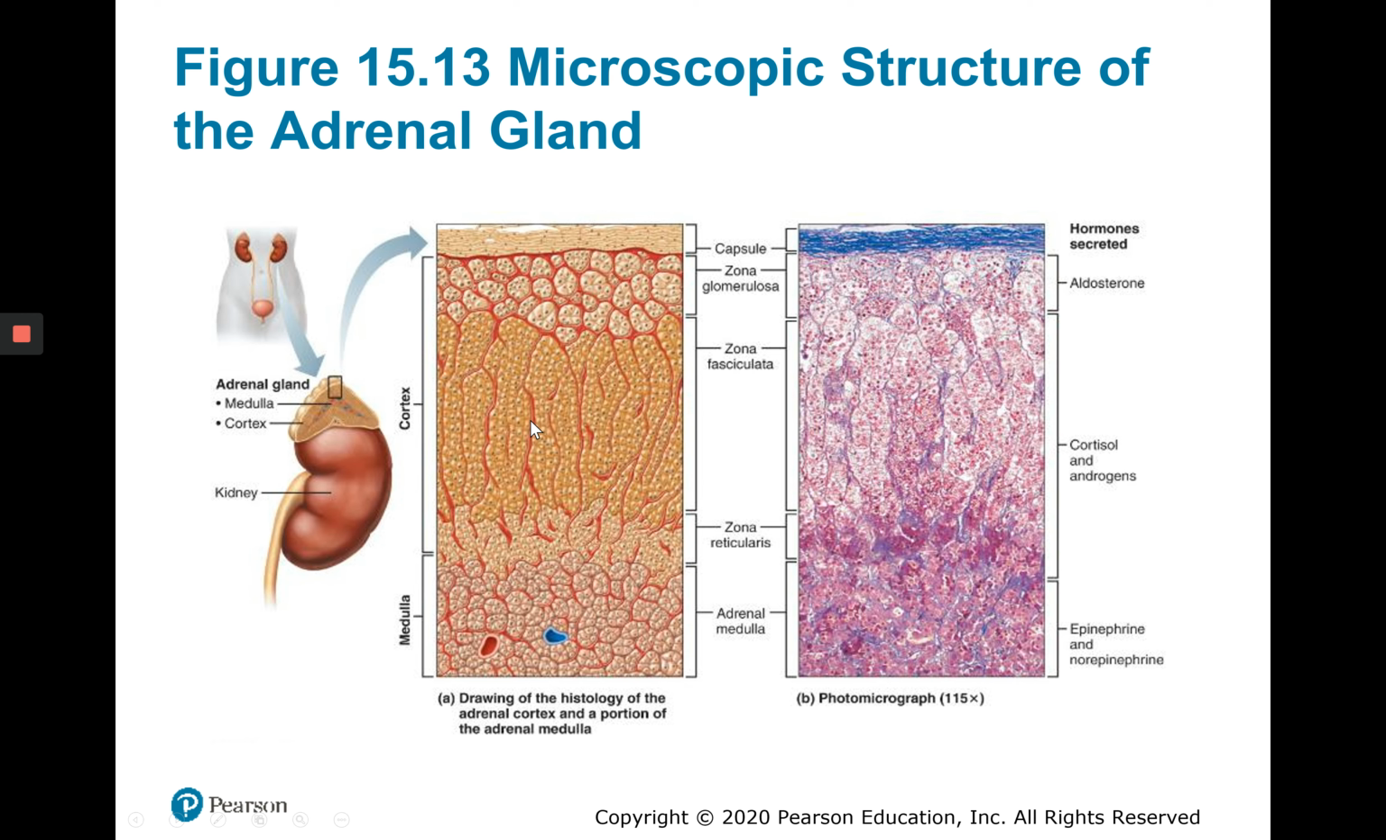Zona fasciculata is going to produce mainly cortisol, but also produces some androgens. So cortisol is an example of a glucocorticoid, whereas androgens are examples of gonadocorticoids. And we see the same kind of shared production of those 2 types of hormones with the zona reticularis. So cortisol and androgens both produced by zona fasciculata and zona reticularis.